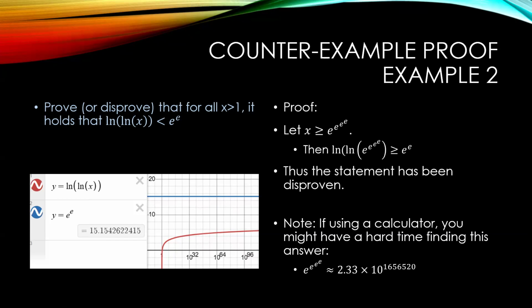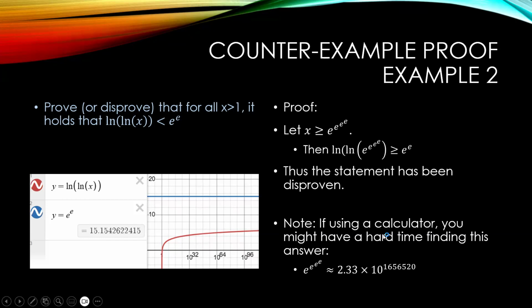And here's our proof. So let x be anything greater than or equal to e to the e to the e to the e. Then the natural log of the natural log of e to the e to the e to the e is greater than or equal to e to the e. Thus, the statement has been disproven.